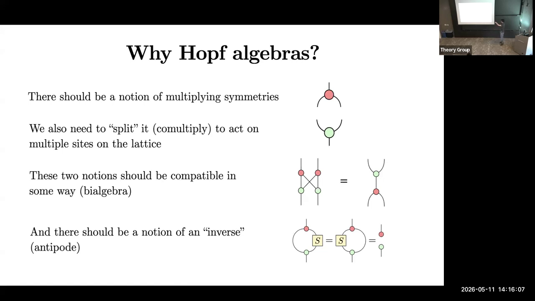That should give the same answer. For the group case, this is obvious, right? But for a general case, we'll just take this as an axiom that it should satisfy. And so if you have multiplication and co-multiplication that satisfies this axiom, that's something called a bi-algebra.